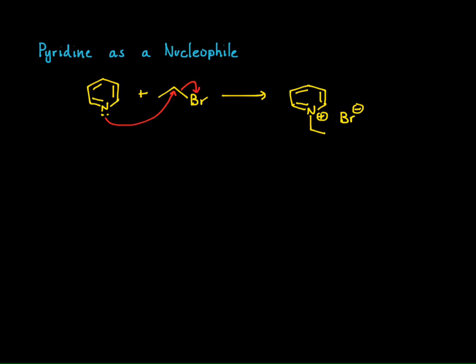So notice the nitrogen now has a positive charge. I form a salt, and it's very similar to when it reacts with HCl, right? It's a nucleophile, HCl is an electrophile. Here pyridine is a nucleophile, ethyl bromide is an electrophile. And the result is a salt. And so this particular salt is called ethyl pyridinium bromide.